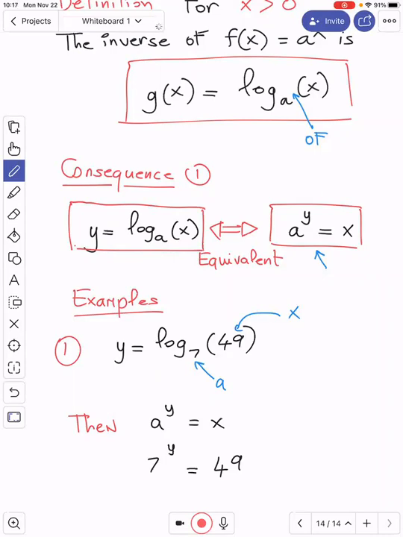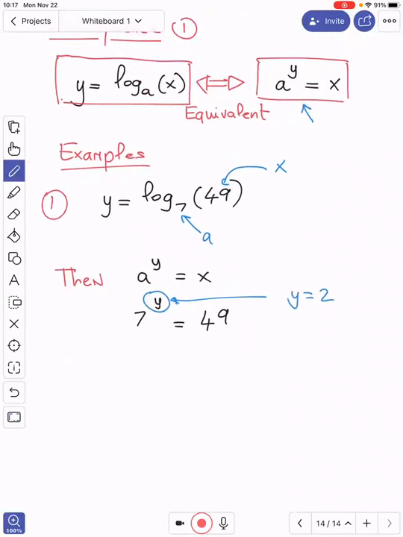So for which power y do you get 49? Then you need y to be equal to 2, right? So y would be 2. That's 7 squared, which is 49. So the answer: log base 7 of 49 would be equal to 2.